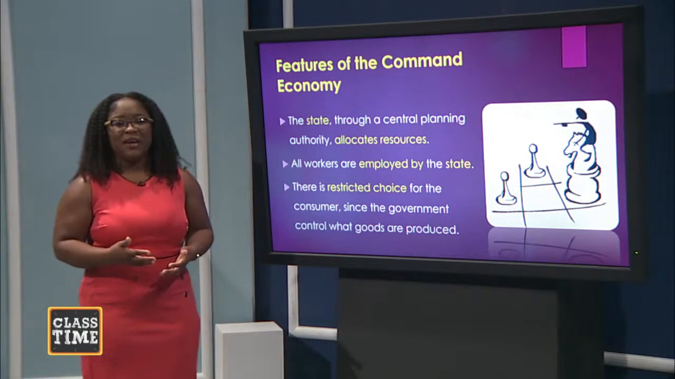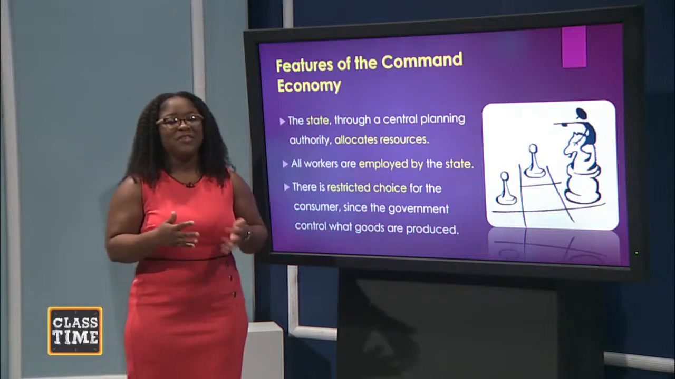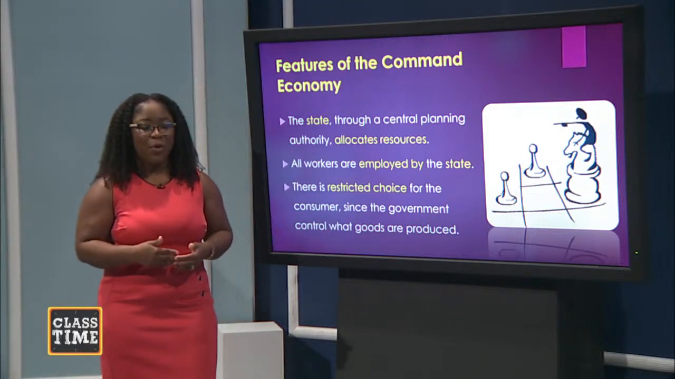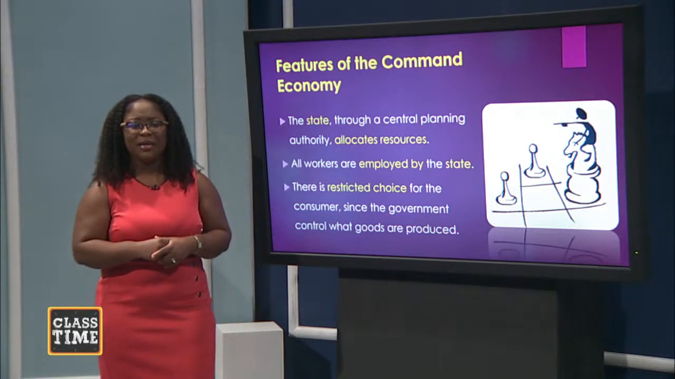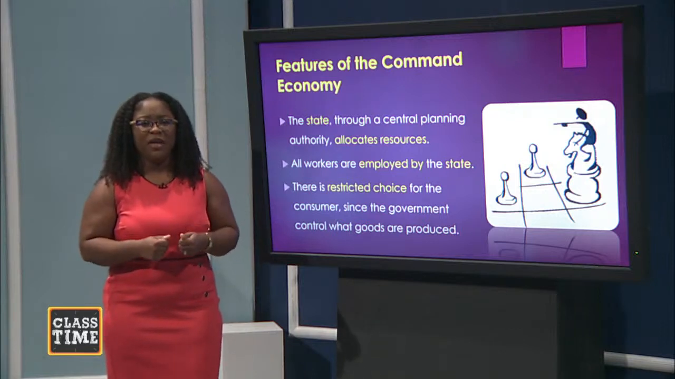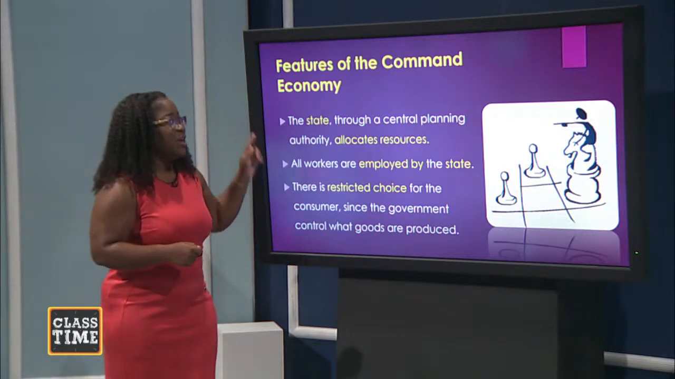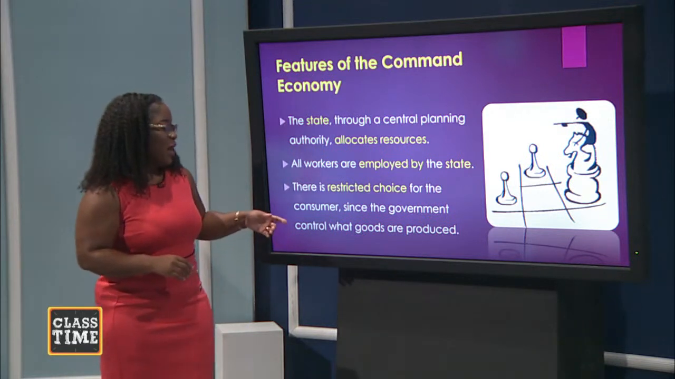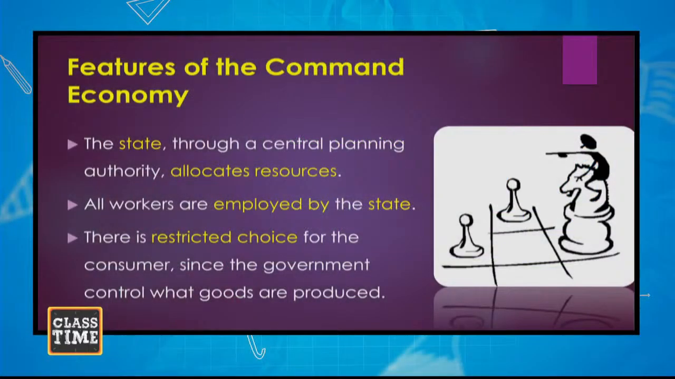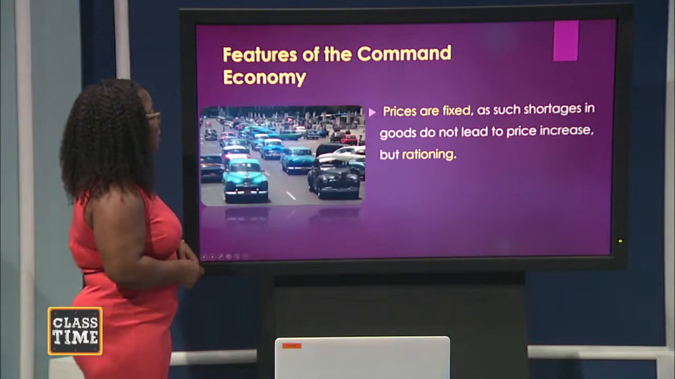So the government, unlike in an economic system where the private companies would look out to see what goods are in demand and what goods they can make a profit off of, does not do that. Unlike that structure, in the command economy, that is not observed. Therefore, it's really the necessities that are being provided and there's no profit motive within the structure. So there's a restricted choice for consumers since the government controls what goods are produced.